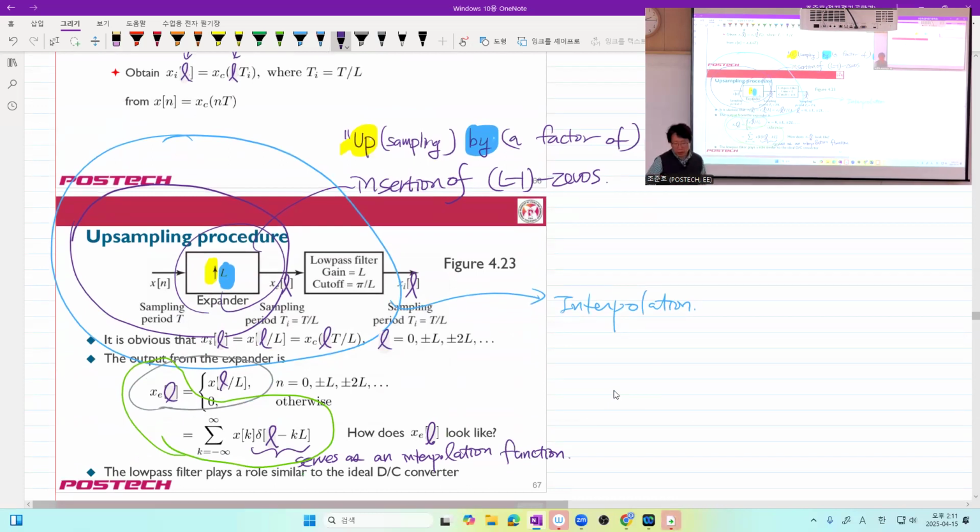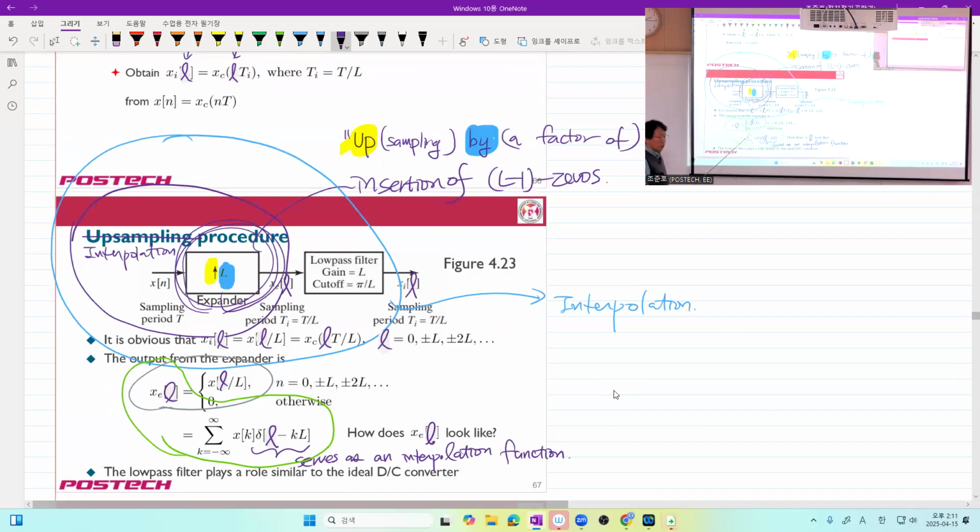Precisely speaking, this is not upsampling, but interpolation. And this part is upsampling, precisely speaking. So in the time domain, the thing you need to get is this part, conversion from this line to that line.